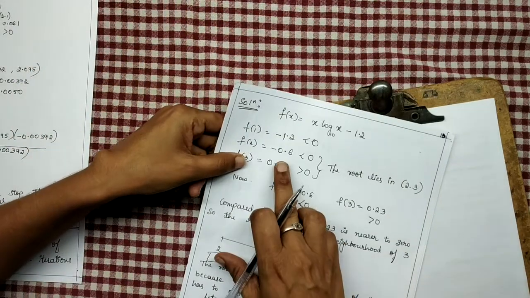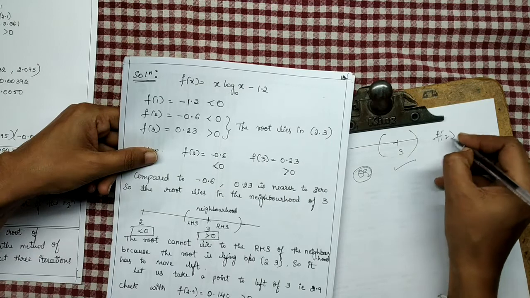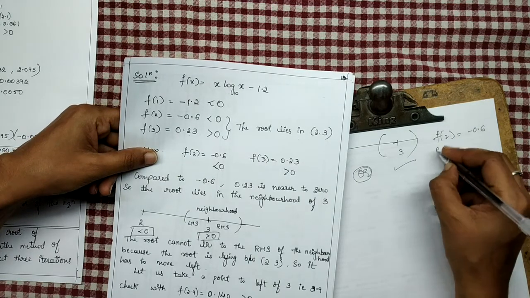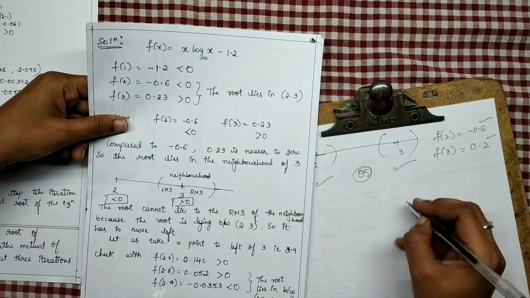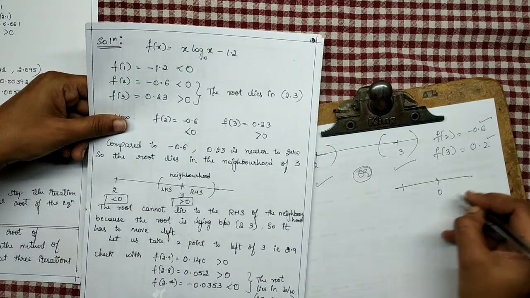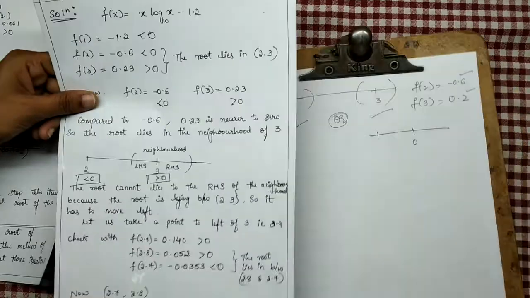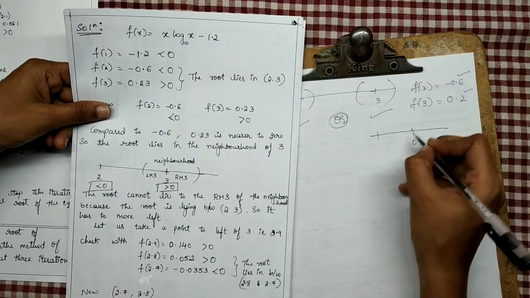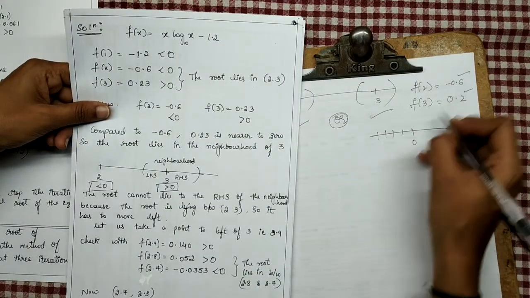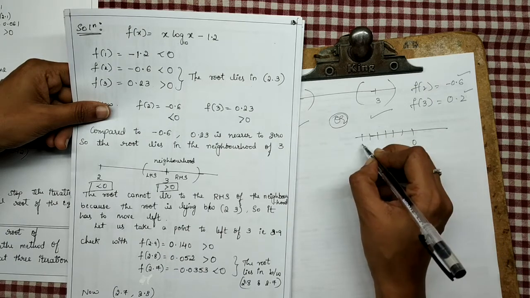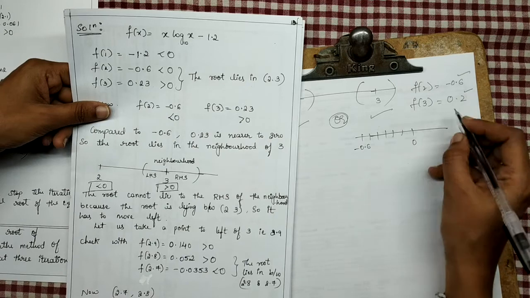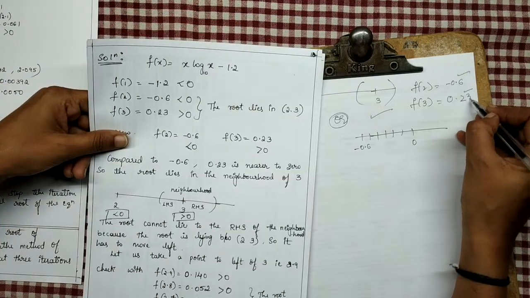To find that, let us see the functional values. f of 2 is equal to minus 0.6. Then f of 3 is equal to 0.23. Among these two, which is nearer to 0? This is the number line we have. Here 0 is there, and these are all negative numbers. Minus 0.6 means 0.1, 0.2, 0.3, 0.4, 0.5 and 0.6. This is minus 0.6. Now, what is the other value? That is 0.23, right?